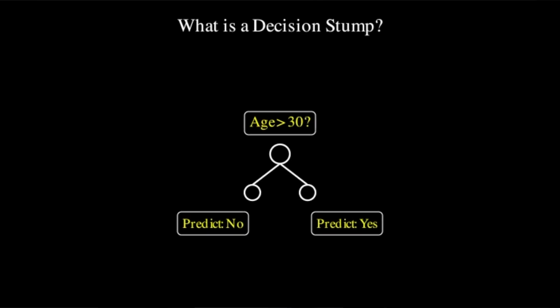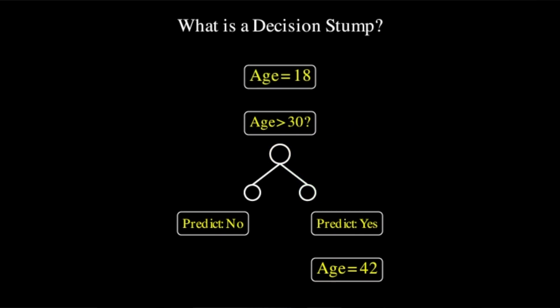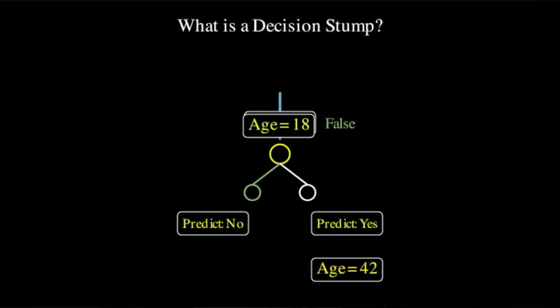Here we can see a simple illustration for a decision tree with only one split. The split is based off of a variable called age and whether that age is greater than 30 or not. Here we can see a sample where we have an age of 42. It is greater than 30, so it's true, and it moves to the right-hand side of the tree. We take another sample, and the age is 18. It is false because it doesn't meet the condition of age being greater than 30, so it moves to the left-hand side of the tree.